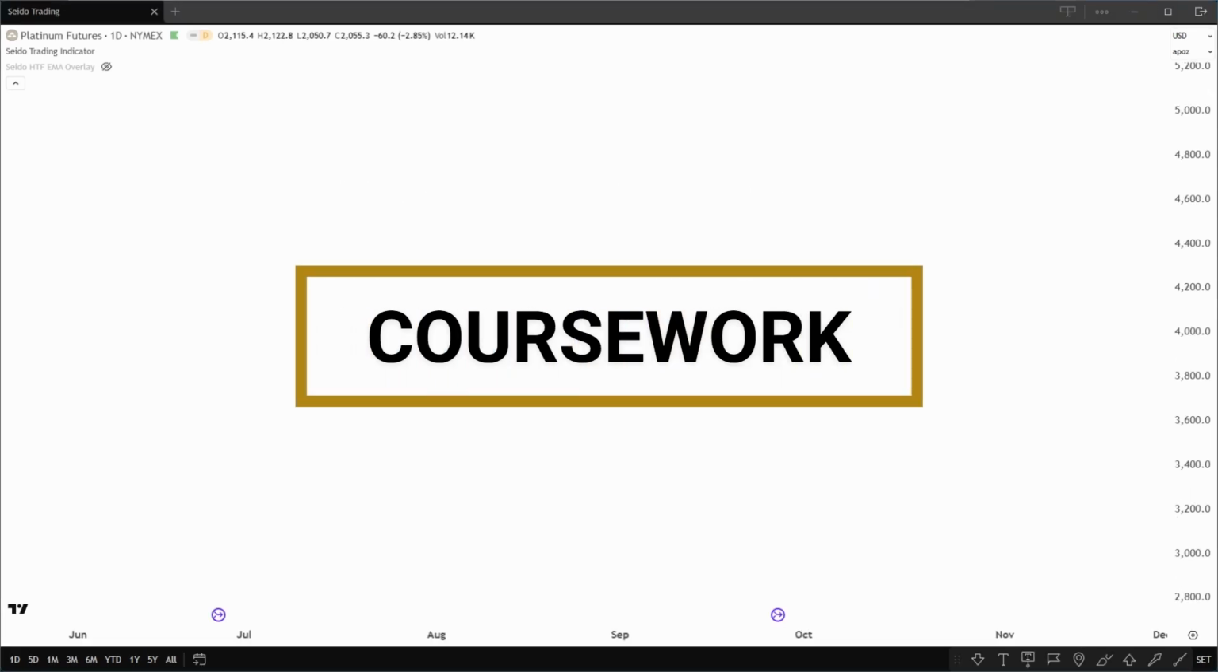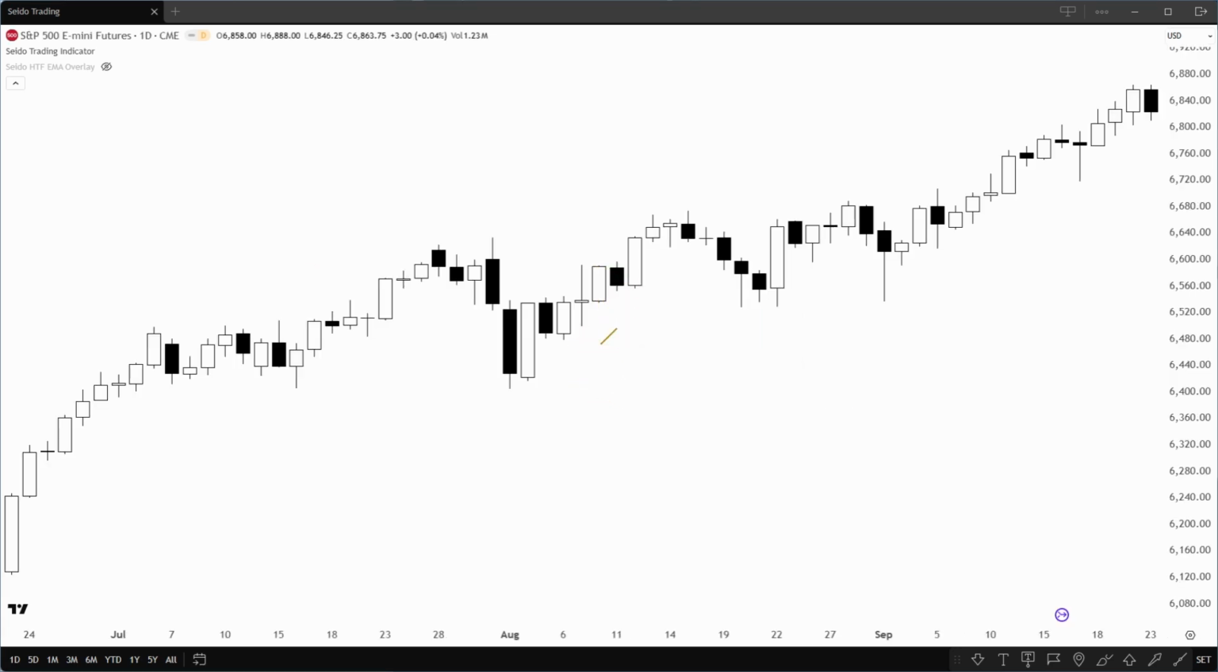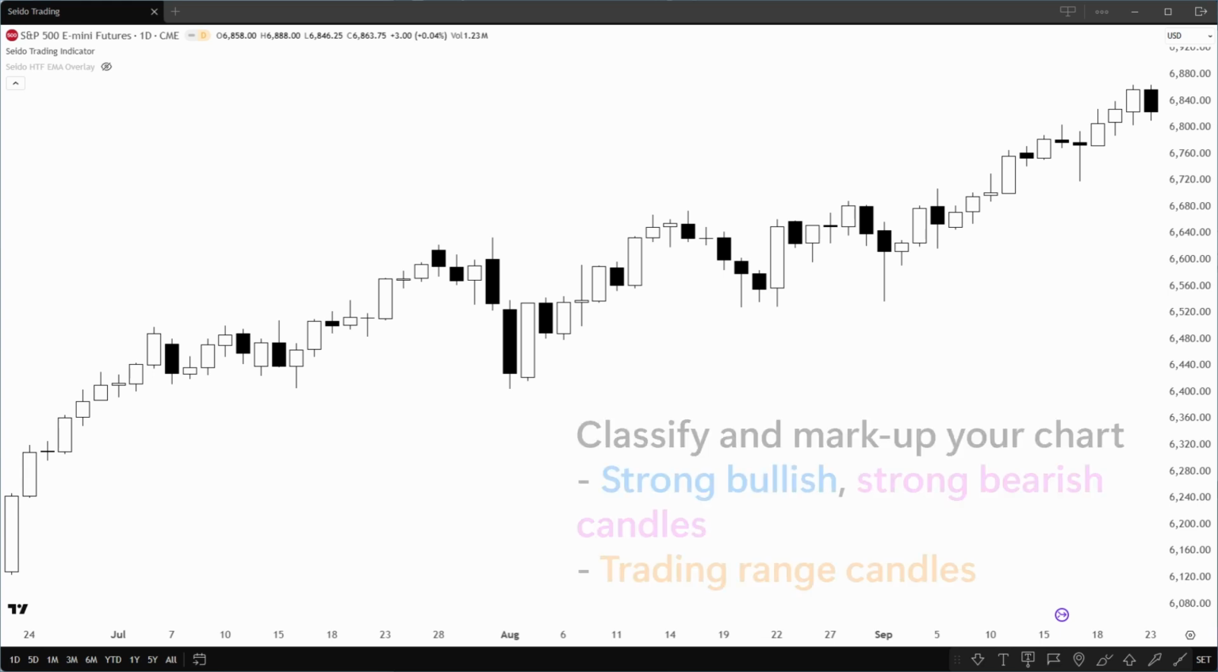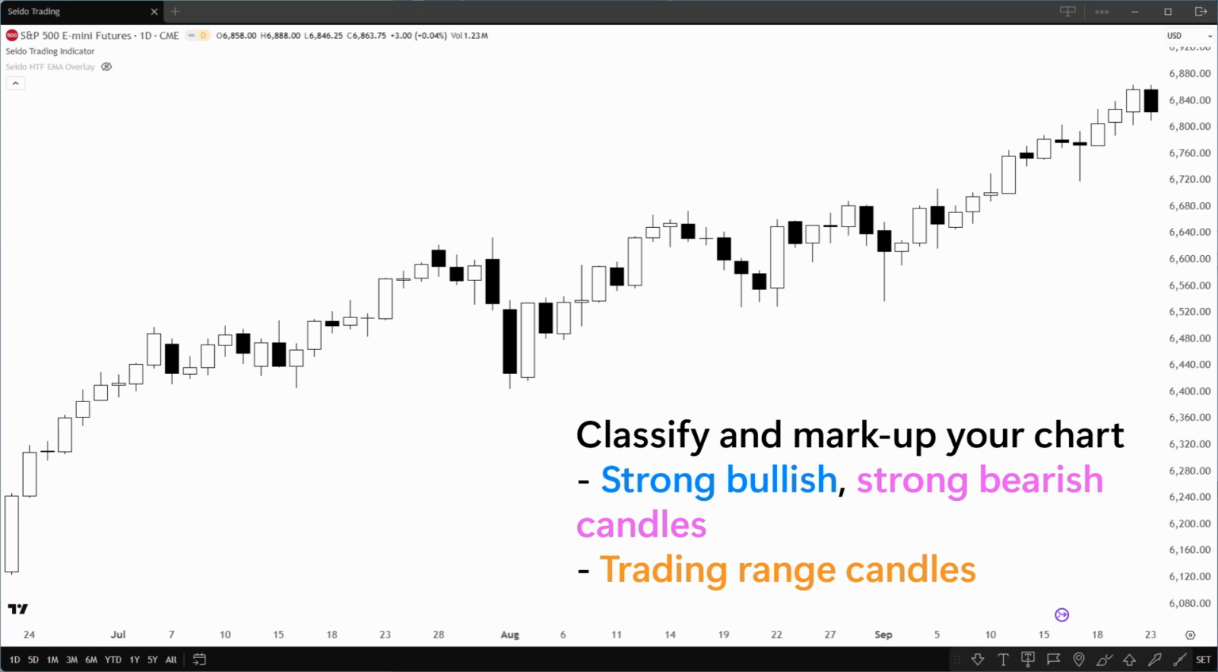Before the next lesson, pull up a chart of any market you want to trade. It really doesn't matter which one, a stock, an index, a futures contract. Your task is to start classifying the candlesticks. Identify which ones are strong candles and which ones are trading range candles. As you do this, observe how the price is behaving.